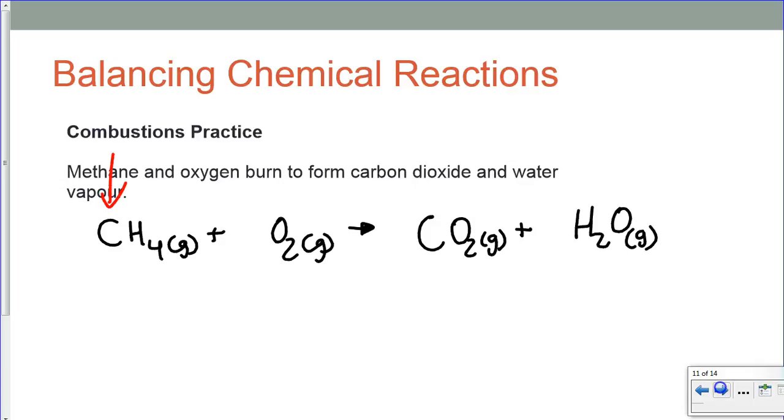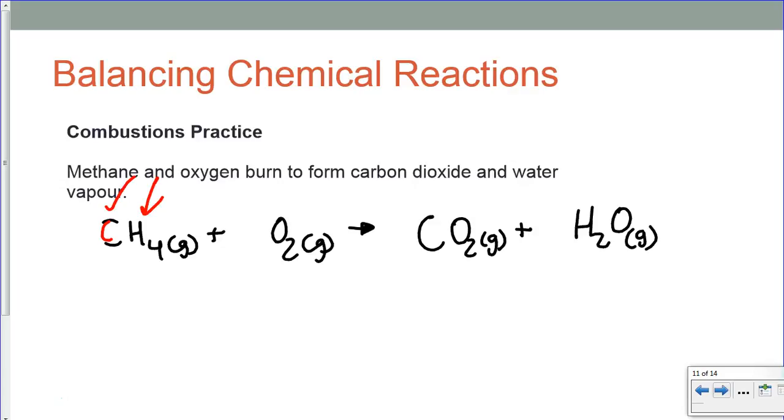When I look over here, I have 1 carbon, so I'm going to look over here. How many carbons? 1. I'm good. I'm done. All right. This is always assuming that this guy here is a 1 to start. We assume it, but we might have to come back and change it later.